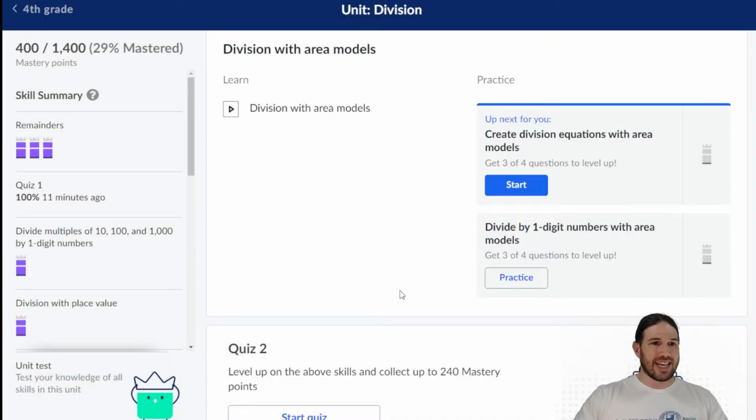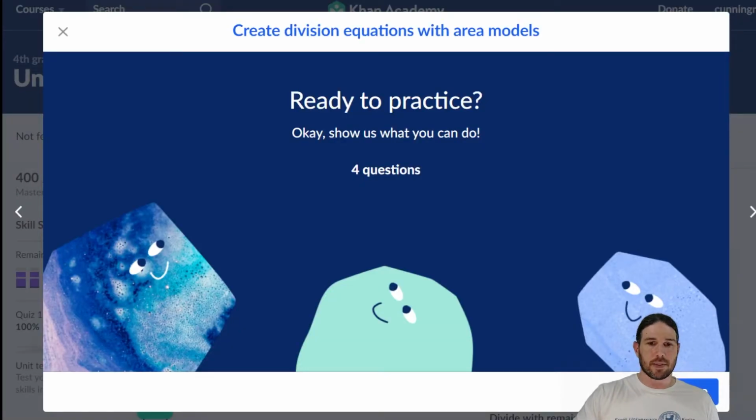All right, up next, create division equations with area models and divide one-digit numbers with area models. Now, area models are another one of those things that a lot of people don't really understand the use for until you get to high school and realize that this is laying a foundation for more complex ideas later. So let's go ahead and take a look at this problem set.